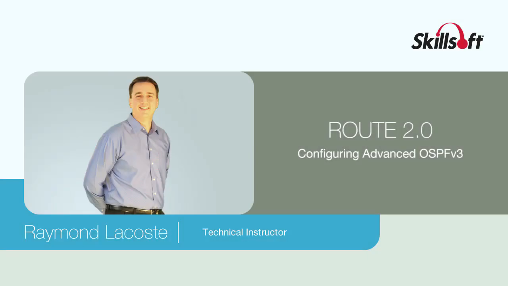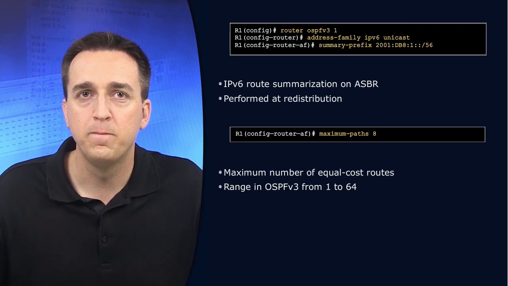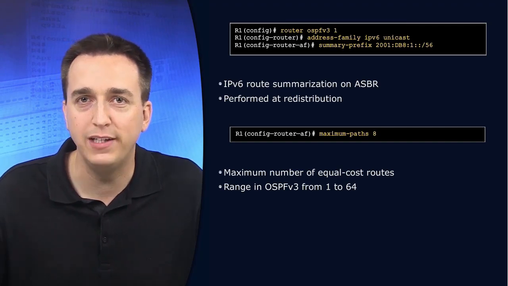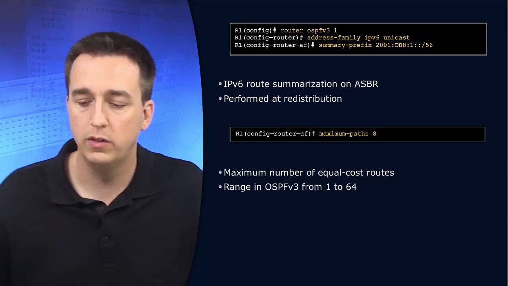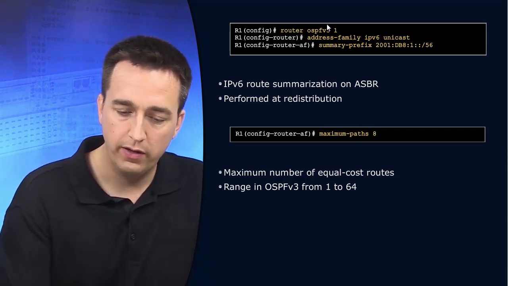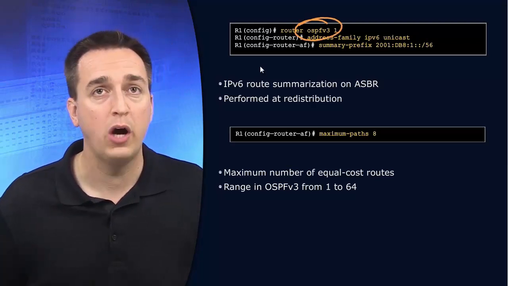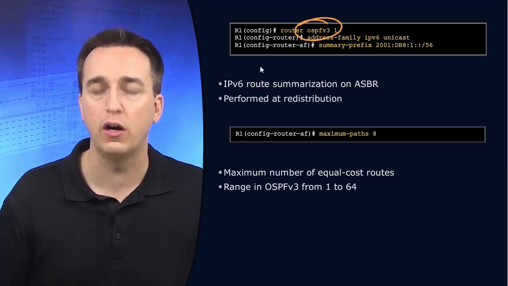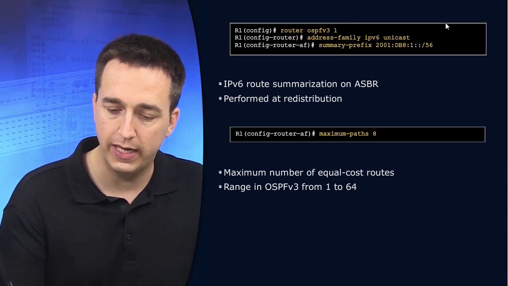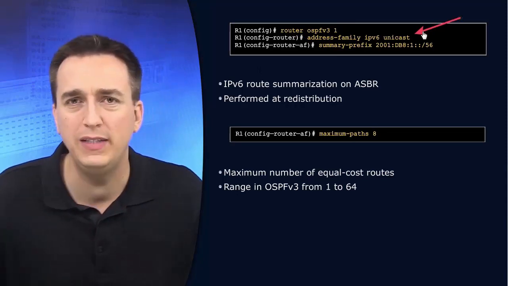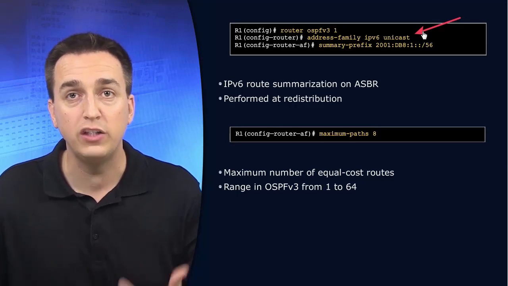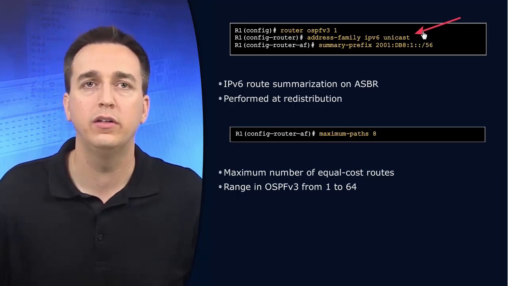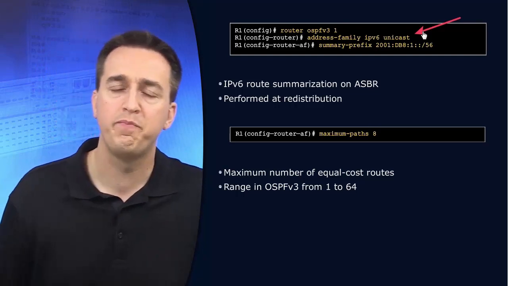Here's an example of configuring route summarization on our autonomous system boundary router. We have router OSPFv3 process 1, which we've been looking at so far to this point. And then it says to us, address family IPv6 unicast. So we're going into the address family configuration mode for IPv6 underneath the OSPFv3 process.